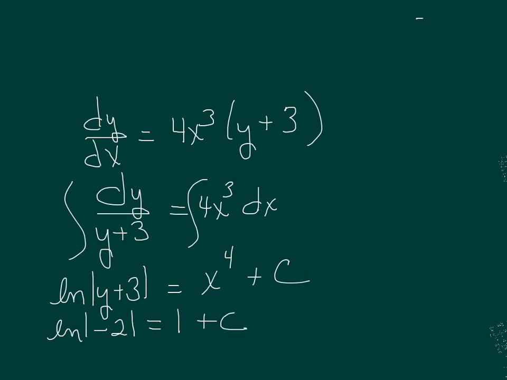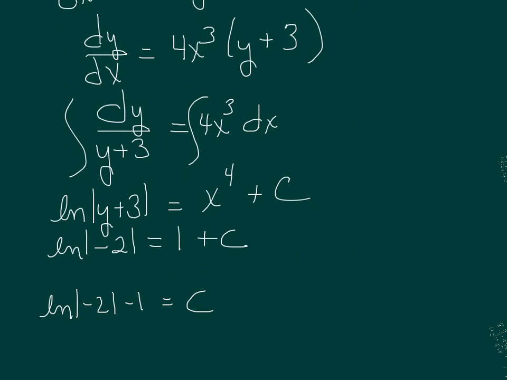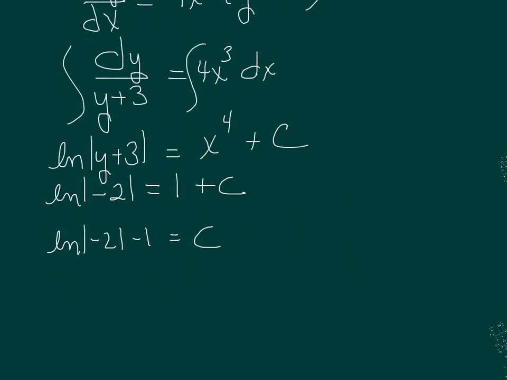The derivative of the denominator is in the numerator. All right, so C equals the natural log of the absolute value of -2, minus 1. Let me just keep moving it up. Now we plug it back in. Natural log of y plus 3 equals x to the 4th plus the natural log of -2, minus 1.